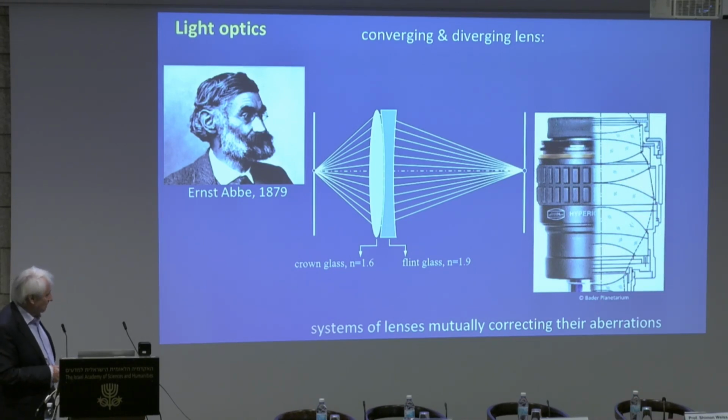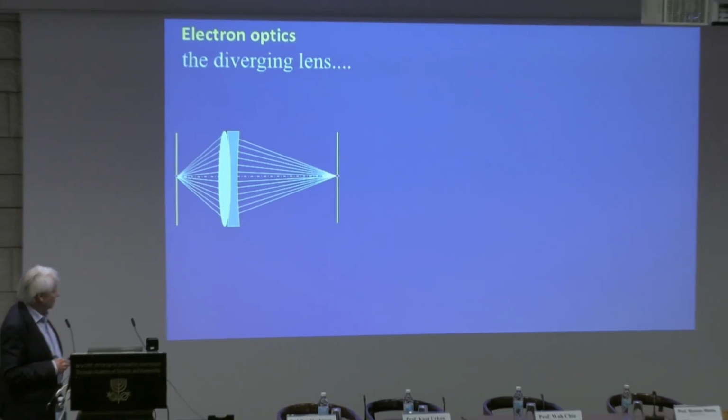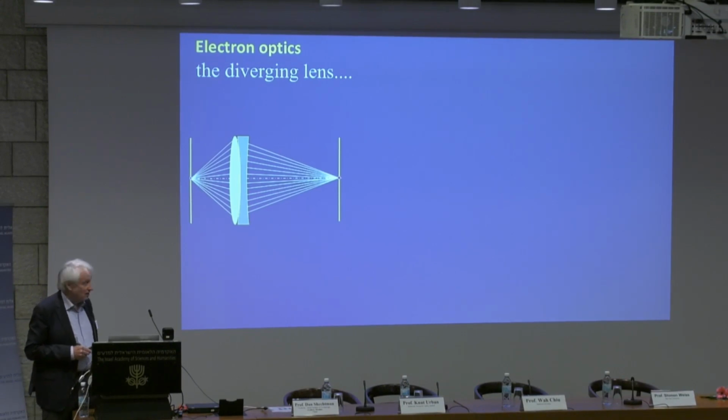and this started the triumphant progress of light optics, where today even the simplest systems consist of a number of lenses which mutually compensate their aberration. So what holds for light optics in principle should also hold for electron optics. That means we have to have a diverging lens.